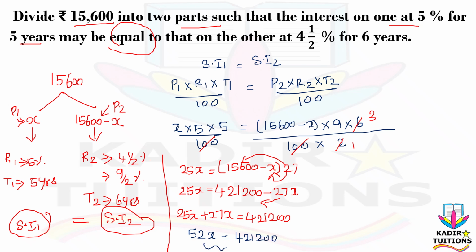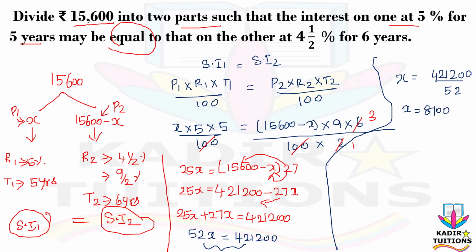Using this we can find the value of x. What is the value of x? It is 4,21,200 divided by 52. If we solve this, we get the value of x as 8,100. So now we found the first part. How much amount is the first part? It is 8,100. What about the second part now?